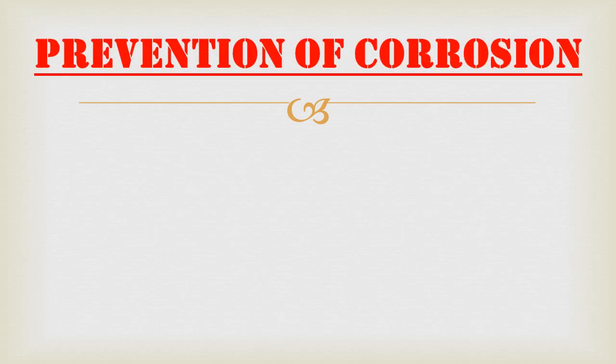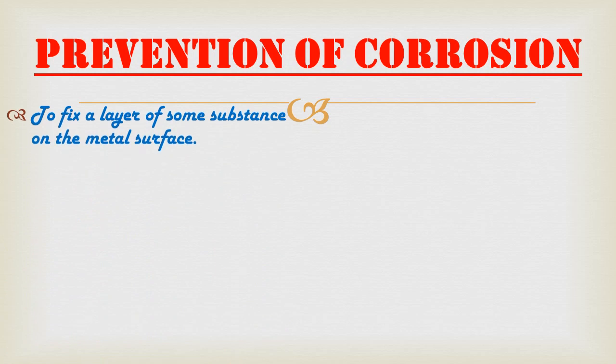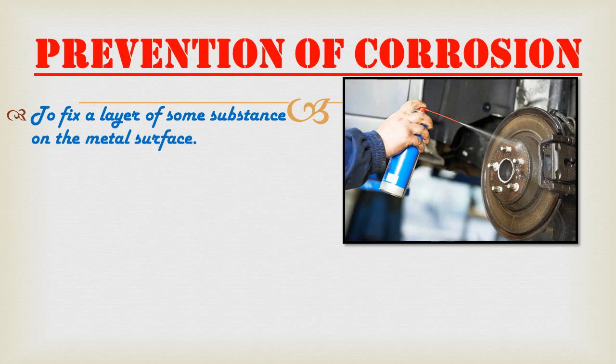Now let's understand that prevention of corrosion can be achieved in various ways. Some of these methods are as follows. The first method is to fix a layer of some substance on the metal surface so that the contact of the metal with moisture and oxygen in the air is prevented and no reaction would occur between them. So by fixing a layer on the metal surface, the corrosion can be reduced to a small extent.